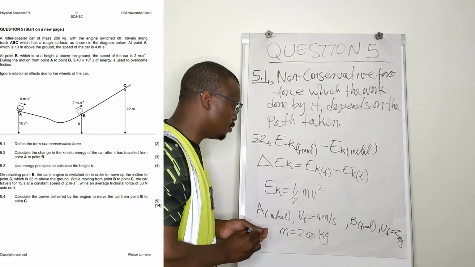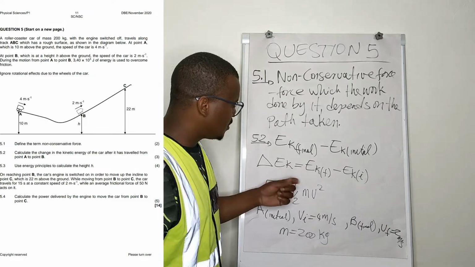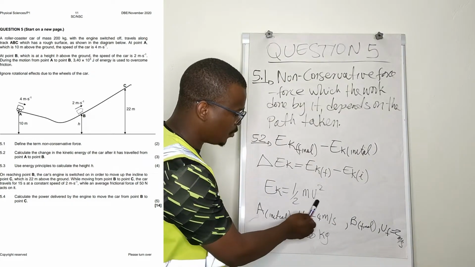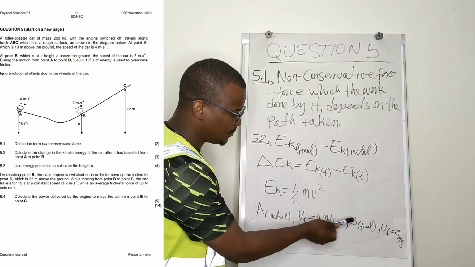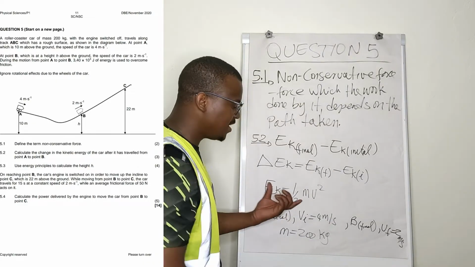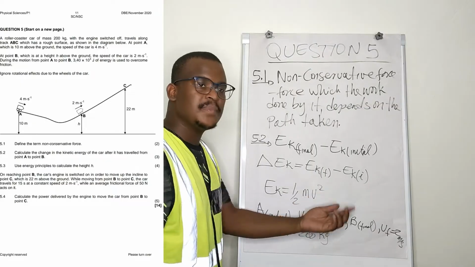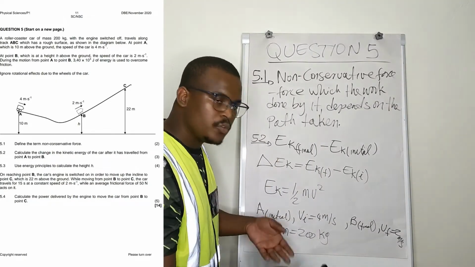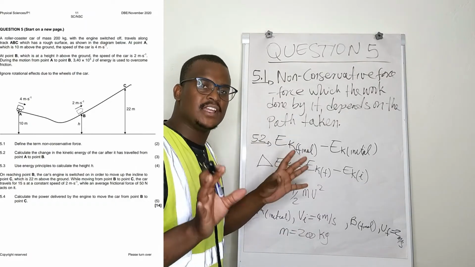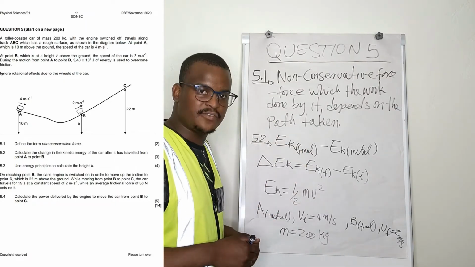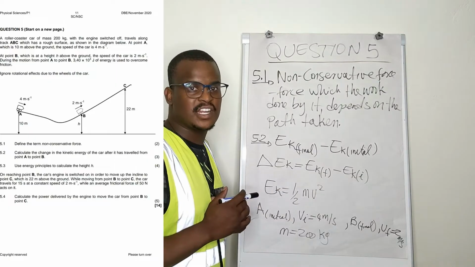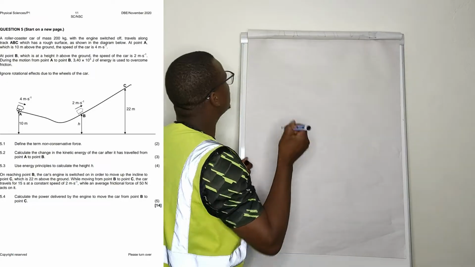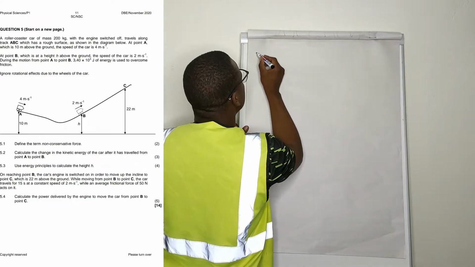So the only thing you are going to do is calculate the final kinetic energy, which is now just m, which is 200 kg, and plug in your final velocity to find the final kinetic energy. Do the same thing for the initial kinetic energy. Then once you have calculated the individual energies, the final and the initial, just find the difference between the two. Then you'll get your change in kinetic energy. So let's do that.